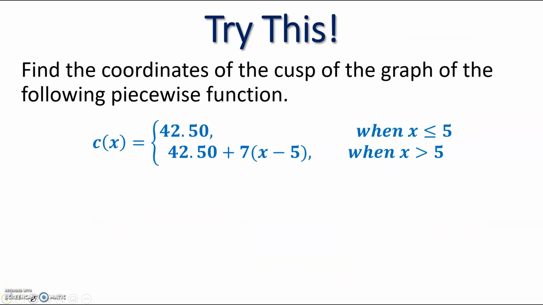Try this. Find the coordinates of the cusp of the graph of the following piecewise function. C of x is equal to 42.50 when x is less than or equal to 5, or 42.50 plus 7 times x minus 5 when x is greater than 5.